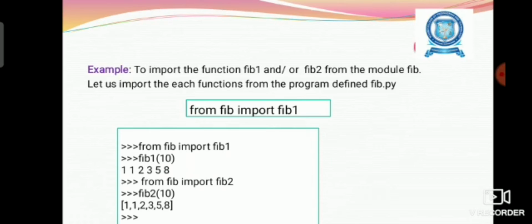After that we are importing another method FIB2 from the module FIB. From FIB import FIB2. And also we are calling the method FIB2 with the argument 10. Here also we are going to get the same number series, but as a result of the FIB2 method, the numbers will be listed out in a list fashion. The numbers will be enclosed within the square brackets, that is list fashion. We will get the output. That is the difference.